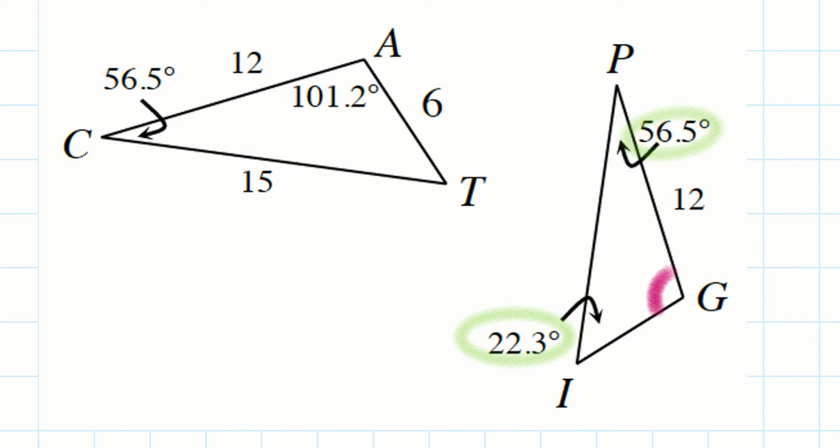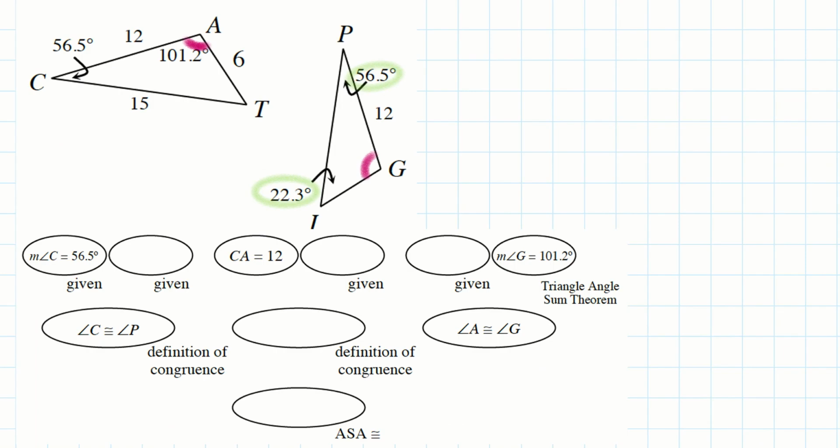Now that I've established that angle G is 101.2, I could take it a step further and say, hey, angle A and angle G are both 101.2. I would have to say angle A is 101.2. That's given. But now that A and G are both 101.2, I could then say, hey, angle A is congruent to angle G. And then from there, I could get to a point where I would be looking at angle side angle. So let's take a look at the book because they give us a structure that we're going to use to complete a proof for this.